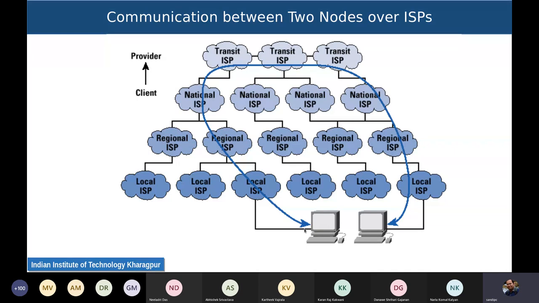Now, sometimes it might happen that these national ISPs create a peering relationship among themselves through some internet exchange point. If that is the case, then you do not need to go to a transit ISP. If you want to send data from this national ISP to that national ISP, and they have a direct peering or a private peering among themselves, you can just directly send the data from this national ISP to that national ISP. Okay, so that kind of thing is also possible. So this is the broad idea about how the global internet is connected.